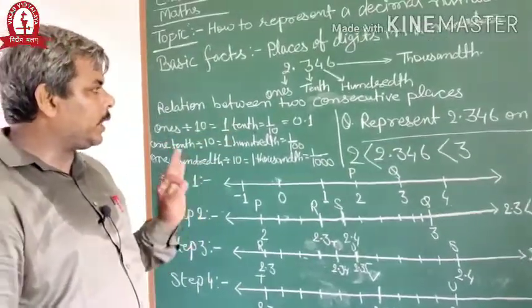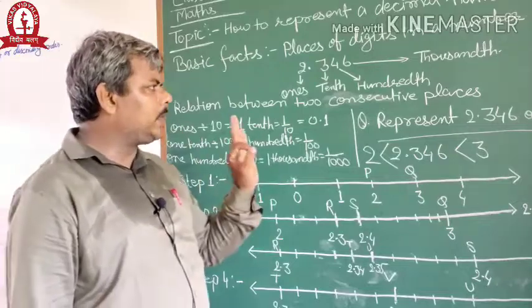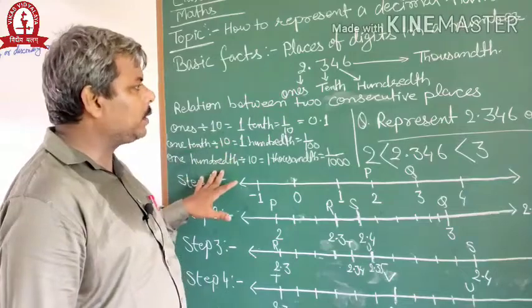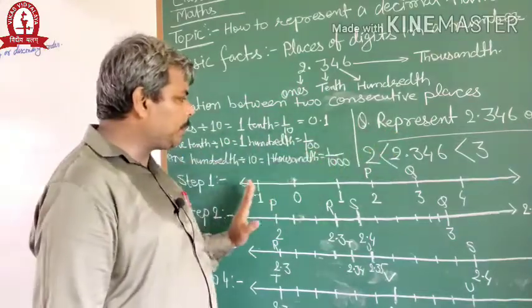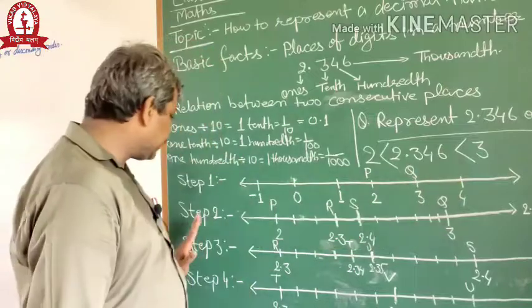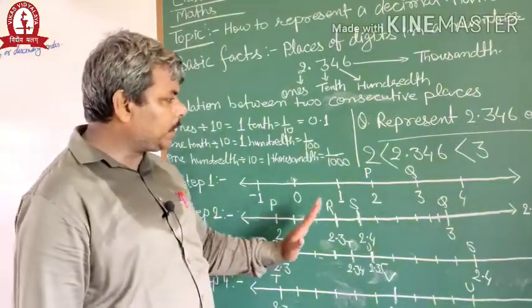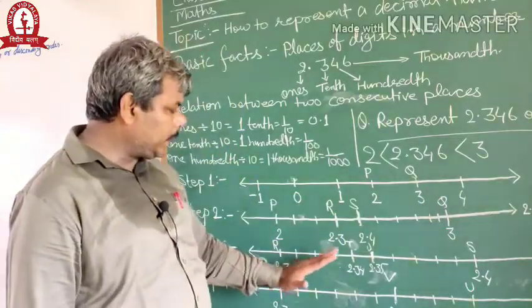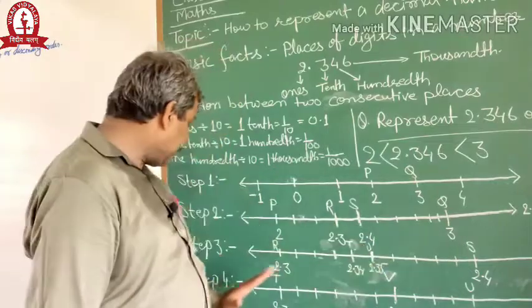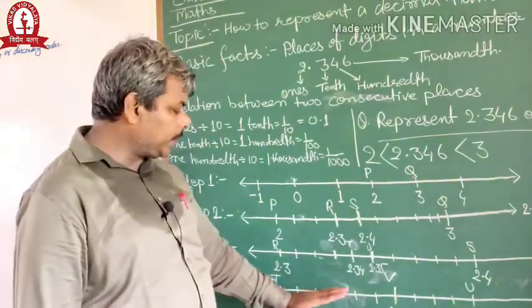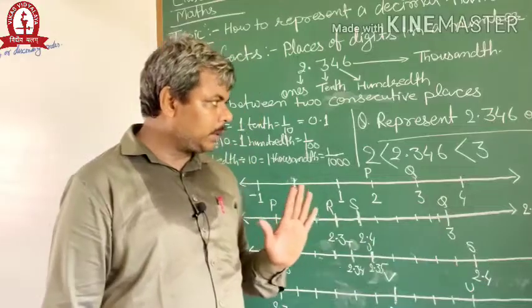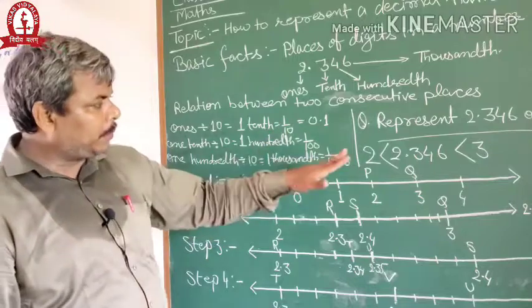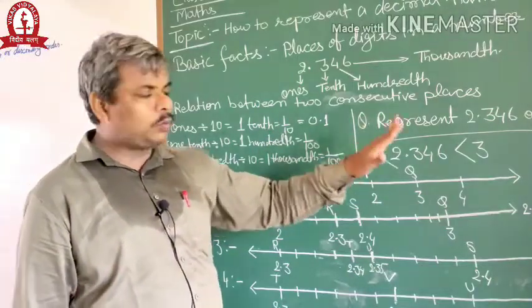Now, recall the process again. To represent a decimal number on number line, we have to care about these basic facts. In first step, we will represent only integers. In second step, we will represent the digits at tenth place. In step third, we will represent the digits at 100th place. And step 4, we will represent the digits in 1000th place. The steps are required according to the number which we have to represent.